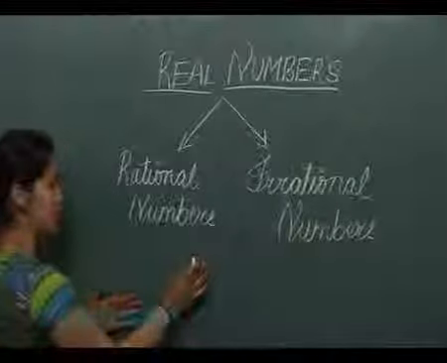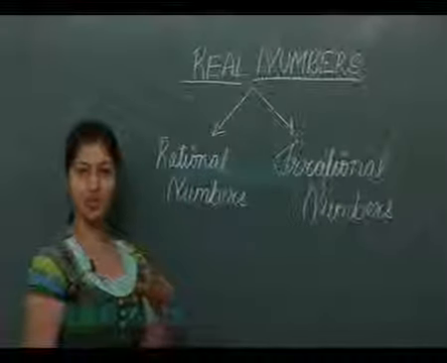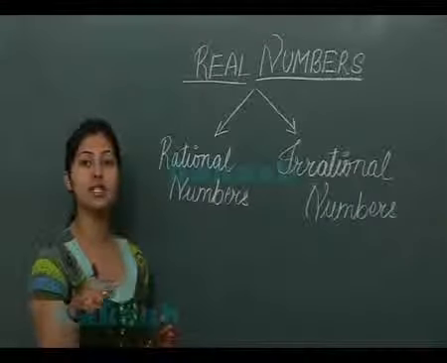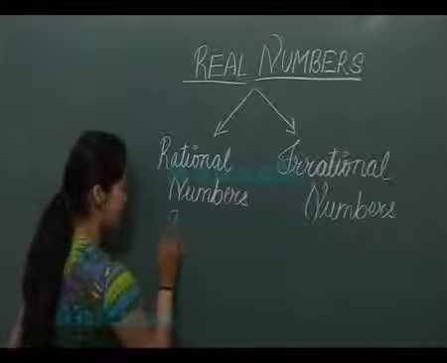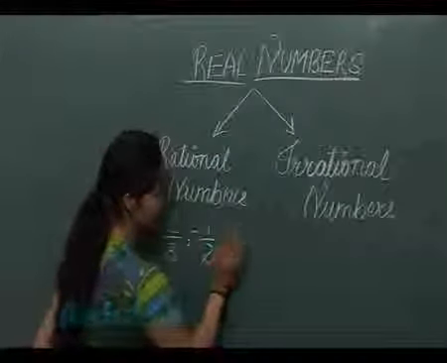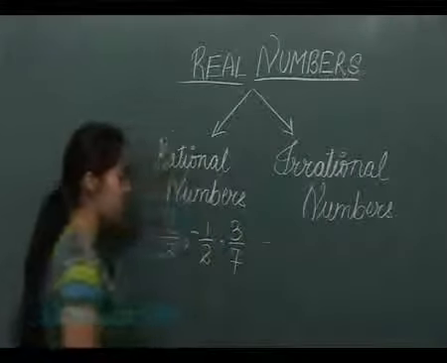Now, what are rational numbers? Any number which is of the form p by q, that is numerator by denominator, and where the denominator is not equal to 0 is a rational number. For example, 2 by 3, minus 1 by 2, 3 by 7, etc.